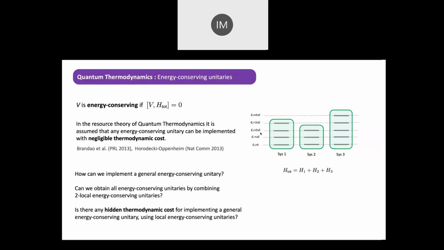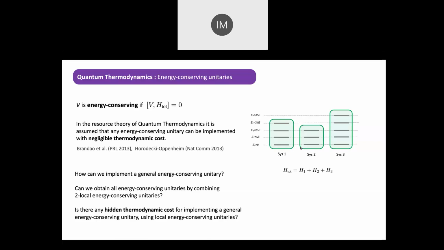If we are restricted to local operations that preserve energy, how can we implement a general energy conserving unitary? In particular, can we obtain all energy conserving unitaries by combining two local energy conserving unitaries? Or perhaps there is some hidden thermodynamic cost for implementing a general energy conserving unitary if we are restricted to local energy conserving unitaries. By local energy conserving unitary, I mean those energy conserving unitaries that, let's say, couple system 1 to system 2 first, then you couple system 2 to system 3, and so on.